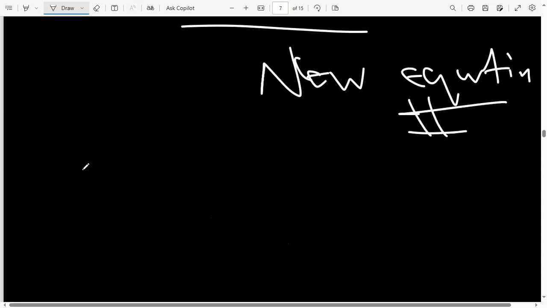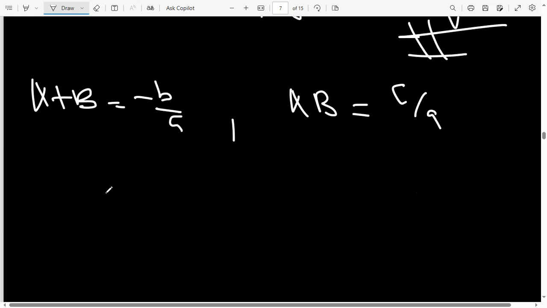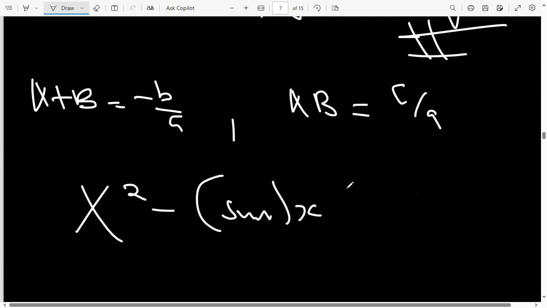So the most important equations to know are: alpha plus beta is equal to minus b over a, and alpha multiplied by beta is equal to c over a. And for the new equation, it's always in this form: x squared minus the sum of the roots times x, plus the product, equals 0. You always have to use these two concepts when you are faced with questions on alpha and beta roots.